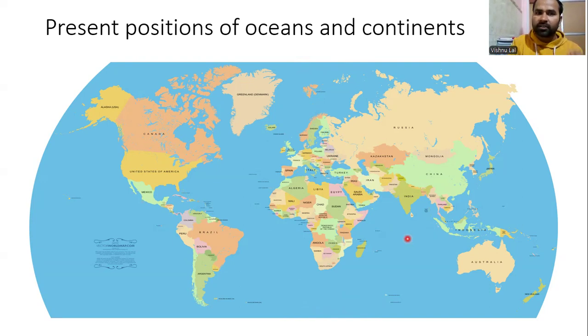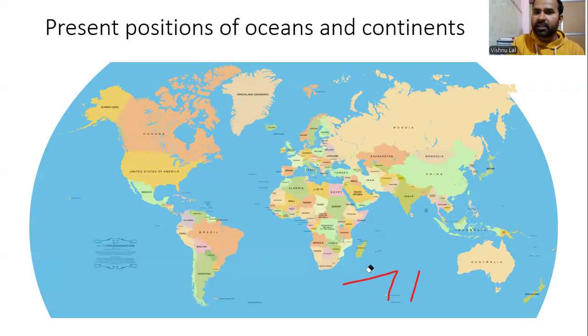And all these 7 continents cover about 29% of the Earth's surface. But the oceans cover about 71% of the Earth's surface. So this is the present arrangement of oceans and continents.